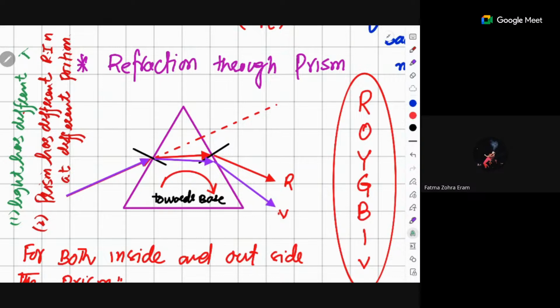Is it clear to you? Now is it visible? Yes, sir. Okay, so this is one of the reasons why we have different bending levels of light in a prism. So when light enters a prism, it bends at different angles depending upon its wavelength.